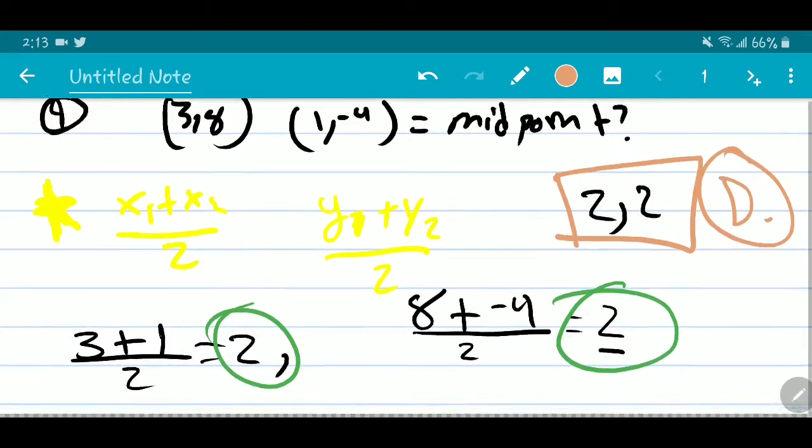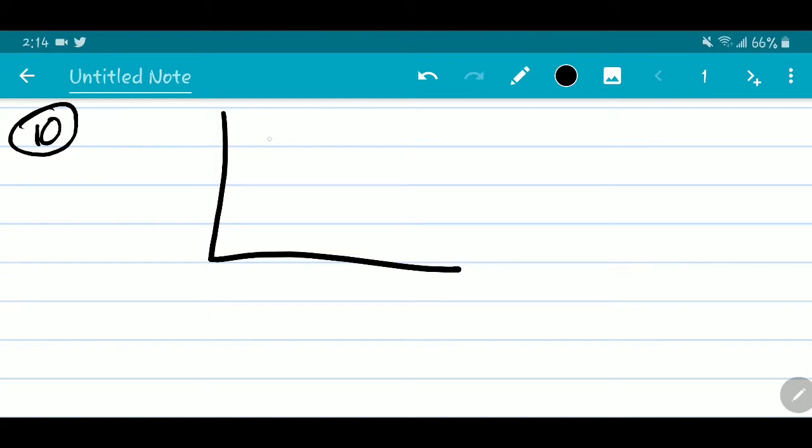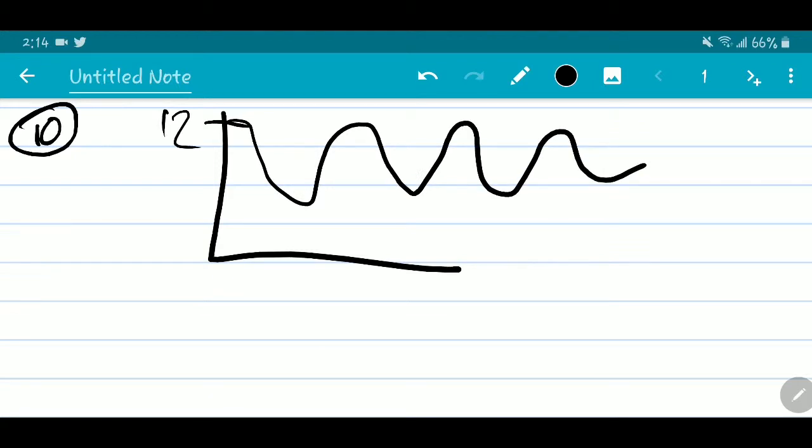Alright, so let's go ahead and move on to number 10. This one is probably the most difficult out of the first 10 problems on this test. So you're basically given a graph. Basically looks like this. Starts off at 12 up here, and just goes like that.